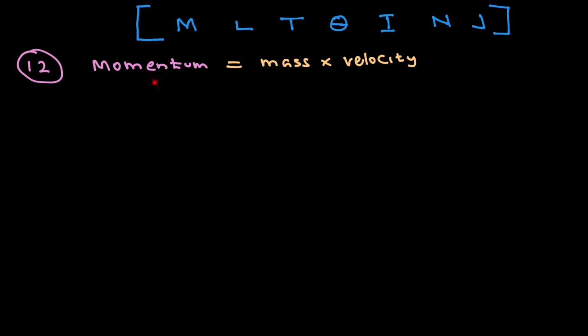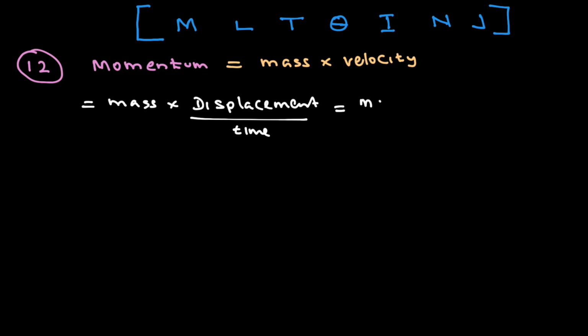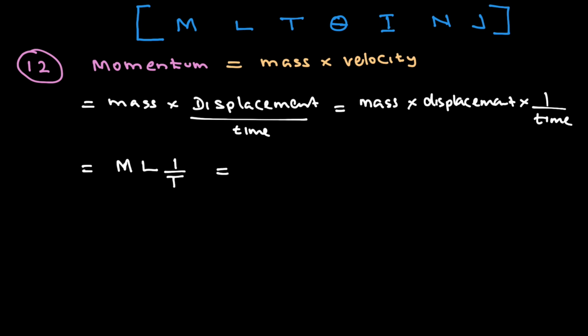Number 12, momentum. Momentum is mass times velocity. So we can then say mass times displacement over time, and that becomes mass times displacement times 1 over time. And then we can finish that off by saying that's capital M for mass, displacement is length, and 1 over time. And that equals M, L, T to the power minus 1, in square brackets, and the unit will be kilogram meters per second. So we can see the units there, and we can see the dimension.